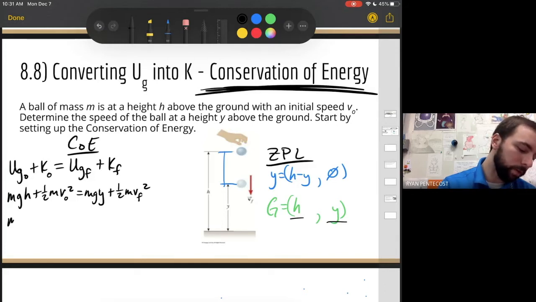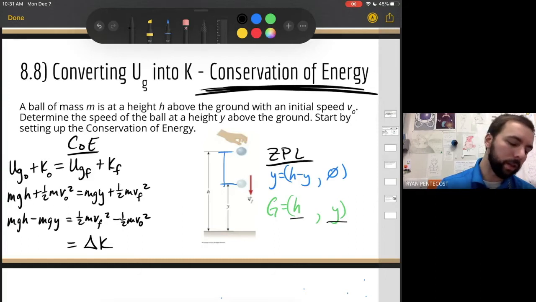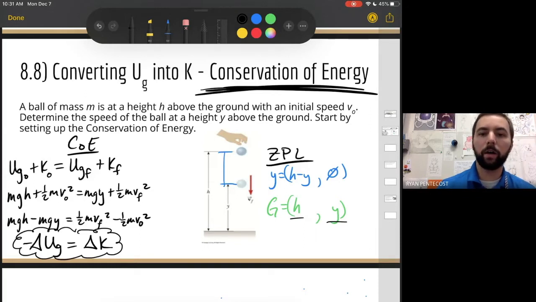Okay. So if we move mgh and we subtract mgy, that would equal 1/2 m v final squared minus 1/2 m v naught squared. Okay. Notice that this final minus initial is delta K. Notice that this is initial minus final, that is negative delta U_G. Okay. Notice that the change in the potential energy is the same magnitude but opposite in sign as the change in kinetic, which means that you're going to lose potential energy and gain kinetic, right?